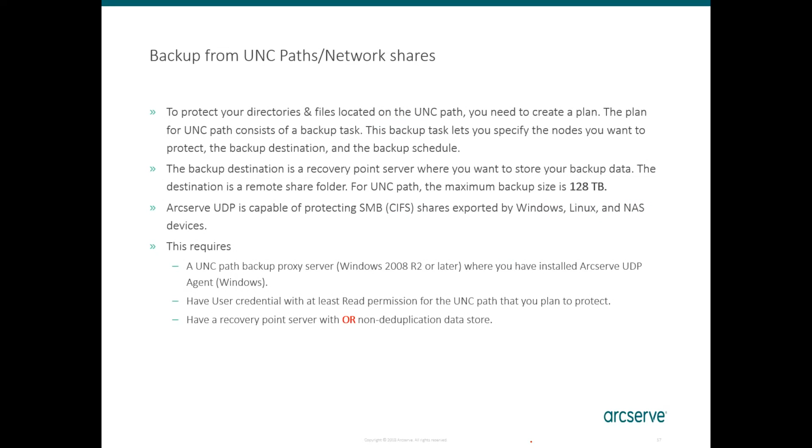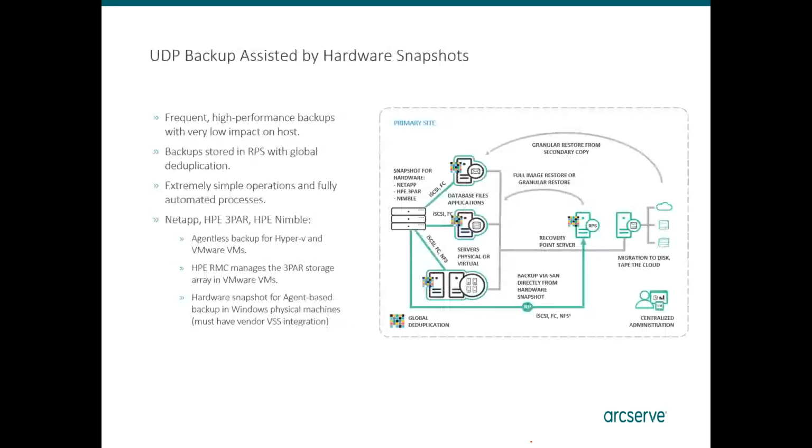There are some limitations. You need to have access, of course, read writes. Typically, we can only do about 128 terabytes of backup per plan. So you can get creative and back up multiple plans, separate the data. That's a whole lot of data anyway to be backing up over a UNC path.